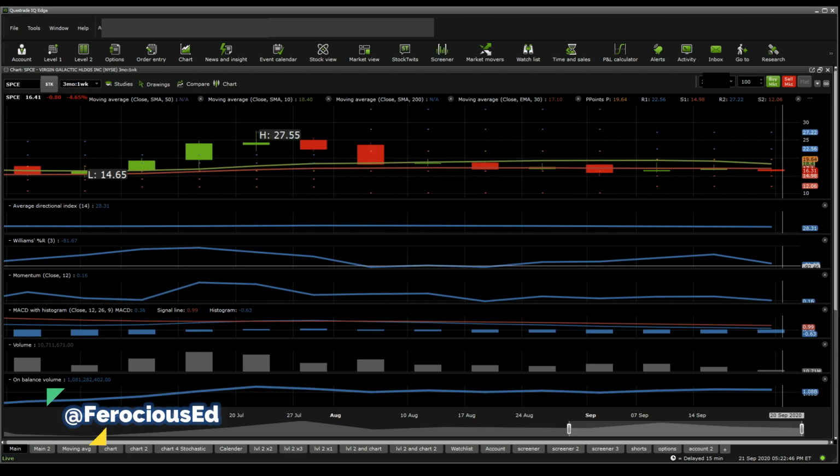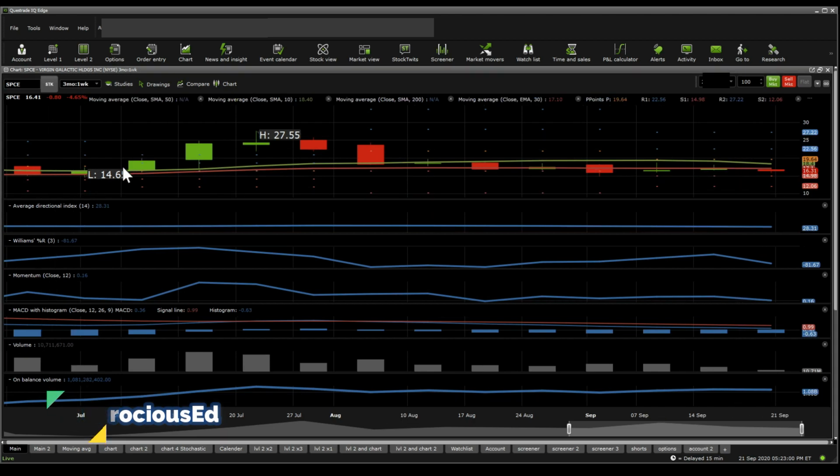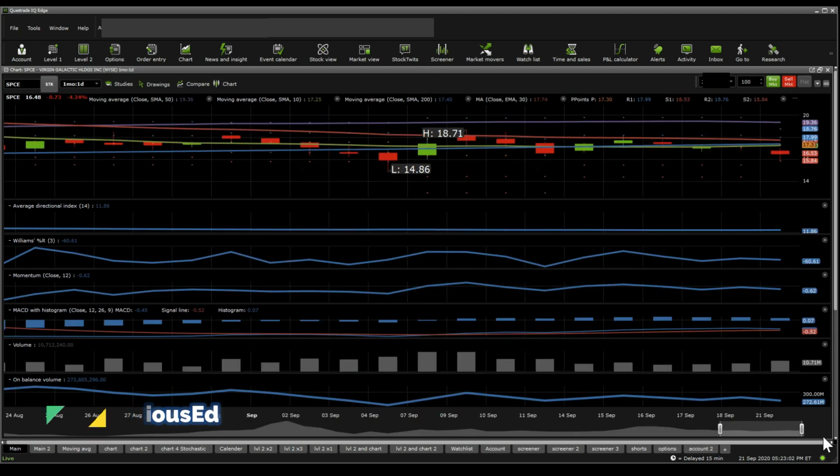Williams percent R looks oversold, so that is a good position to be in. In terms of ADX, it shows there is a possibility of a trend forming either way. That doesn't tell us much, but the 10 SMA is above the 30 MA on the one week perspective, and that does look bullish.